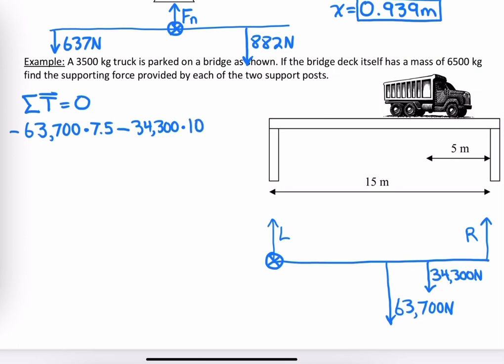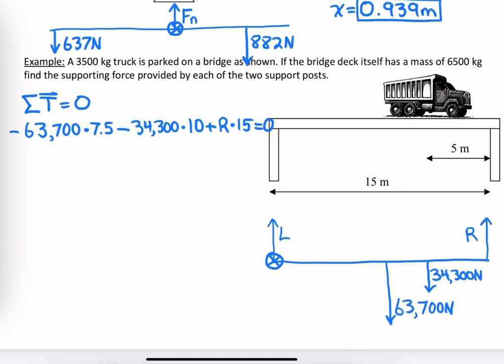And then the last force that's creating a torque about this pivot point is R. R is trying to rotate the bridge in a counterclockwise direction. So R is going to create a positive torque. And that torque is going to be the force, R, times the distance from the pivot, 15 meters. So that is the sum of all my torques. And because we're in rotational equilibrium, the sum will equal 0. There will be no net torque.